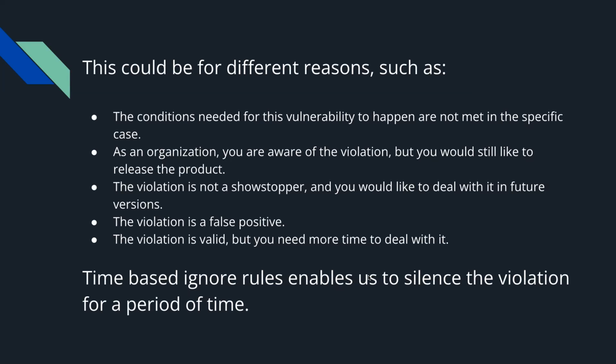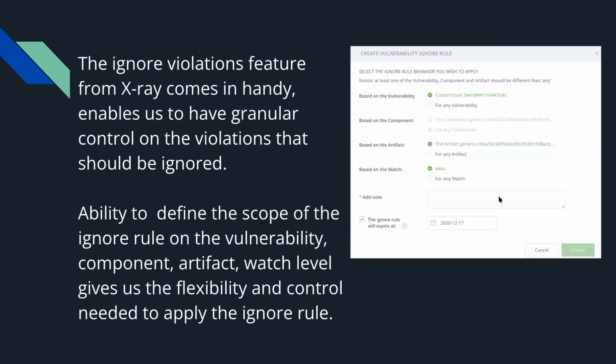So how can we do that? Here is a sample configuration that the Xray tool provides us, where you will be able to ignore the violations. That enables us to have granular control over the violations that should be ignored. You can select what type of vulnerability you want to ignore, for what component, for what artifact, and what watch. All of these give you flexibility in controlling the ignore rule. And then finally, there is an expiry date.